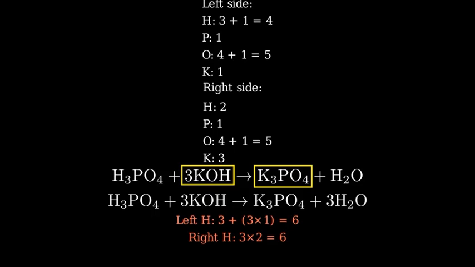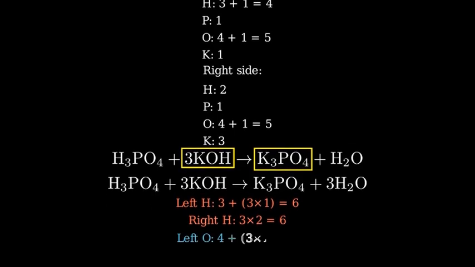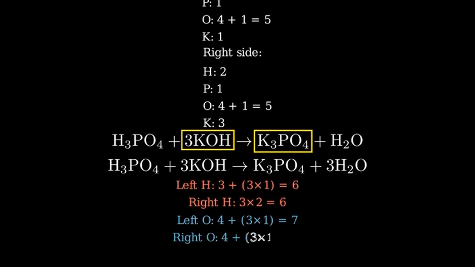Finally, let's check the oxygens. On the left side, we have 4 oxygens from H3PO4 and 3 oxygens from the 3 KOH molecules, giving us 7 oxygens. On the right side, we have 4 oxygens from K3PO4 and 3 oxygens from the 3 H2O molecules, also giving us 7 oxygens. Perfect! The equation is balanced.